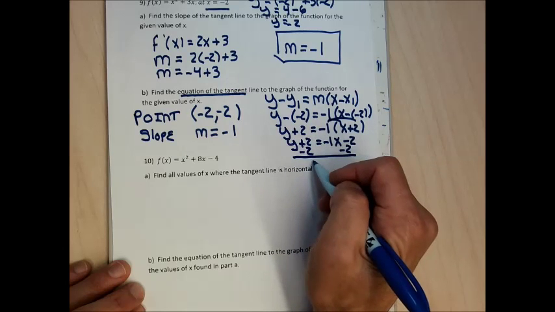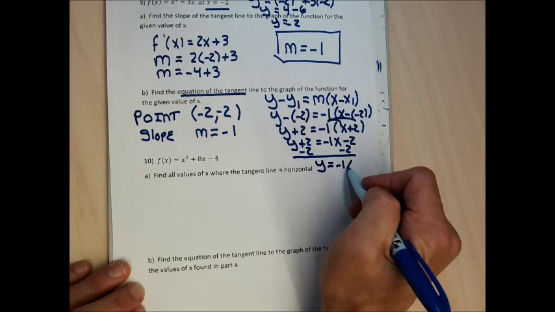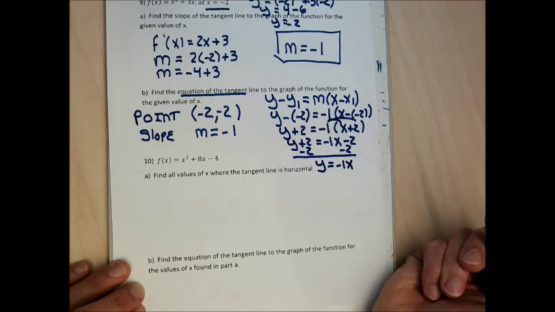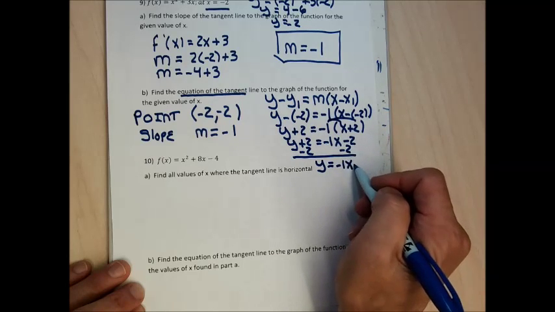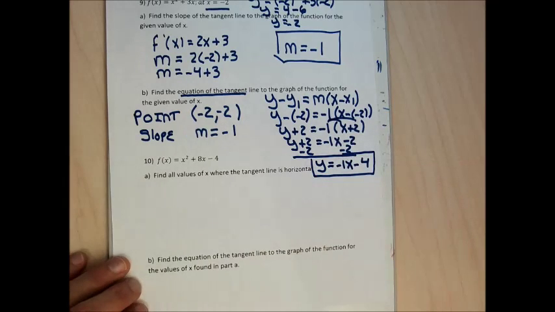On the left-hand side, when I subtract 2, I'm left with the y. On the right-hand side, because both the numbers have the same sign, I add the numbers and keep the sign. So the 2's are both negative. I'm going to add the numbers and keep them negative. The answer to part B of number 9, the equation of the tangent line, is going to be y equals -1x minus 4.